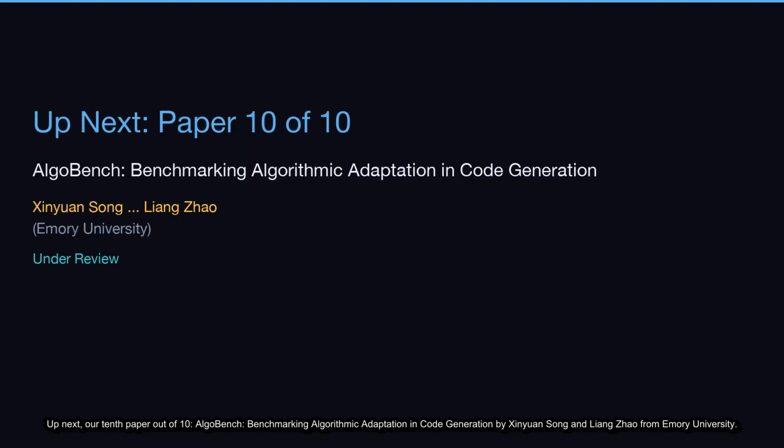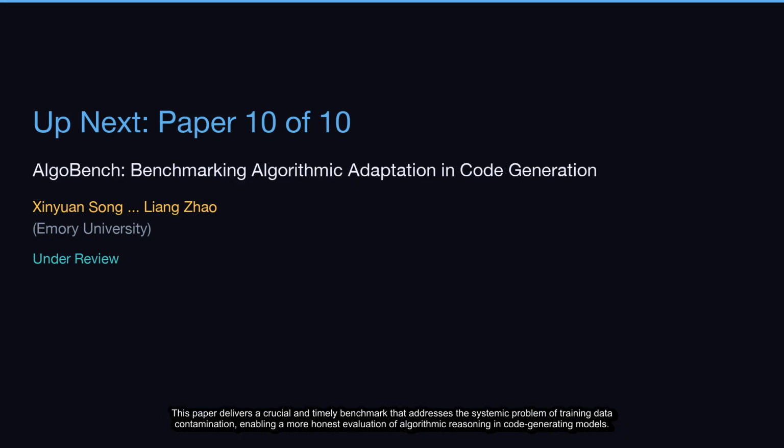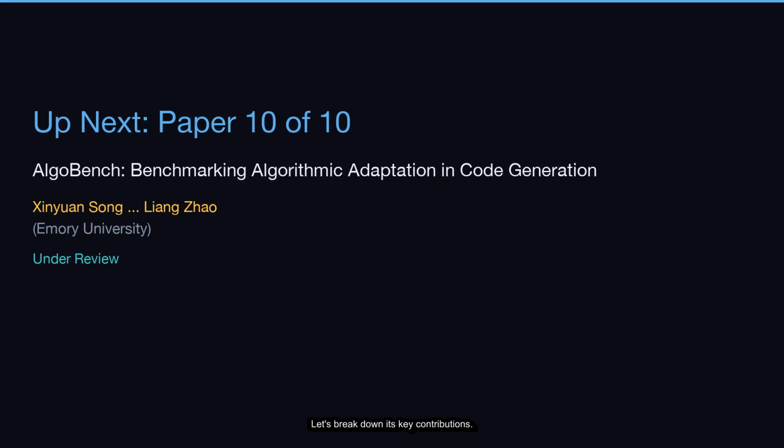Up next, our 10th paper out of 10, AlgoBench, Benchmarking Algorithmic Adaptation in Code Generation by Xinyuan Song and Liang Zhao from Emory University. This paper delivers a crucial and timely benchmark that addresses the systemic problem of training data contamination, enabling a more honest evaluation of algorithmic reasoning in code-generating models. Let's break down its key contributions.